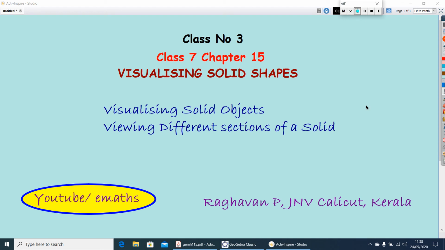Today I am going to discuss visualizing solid objects, viewing different sections of a solid. Visualizing solid objects is a very useful skill. You are able to see the hidden objects. Let us see.